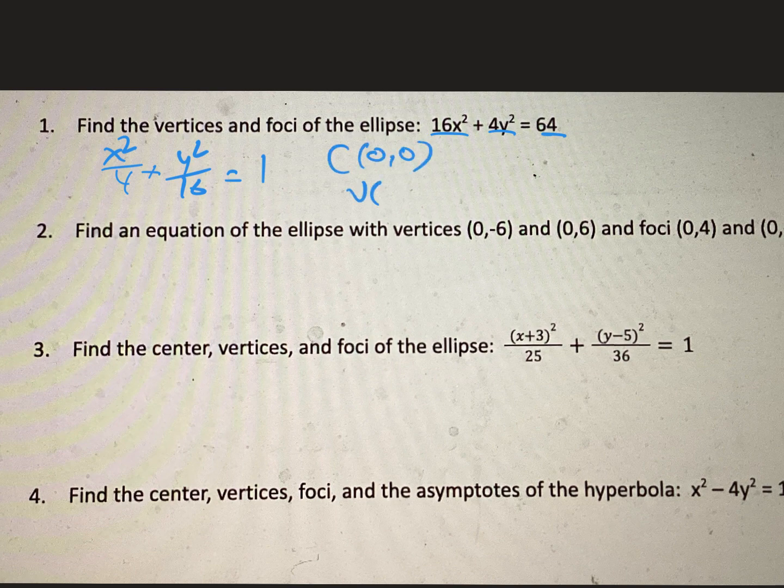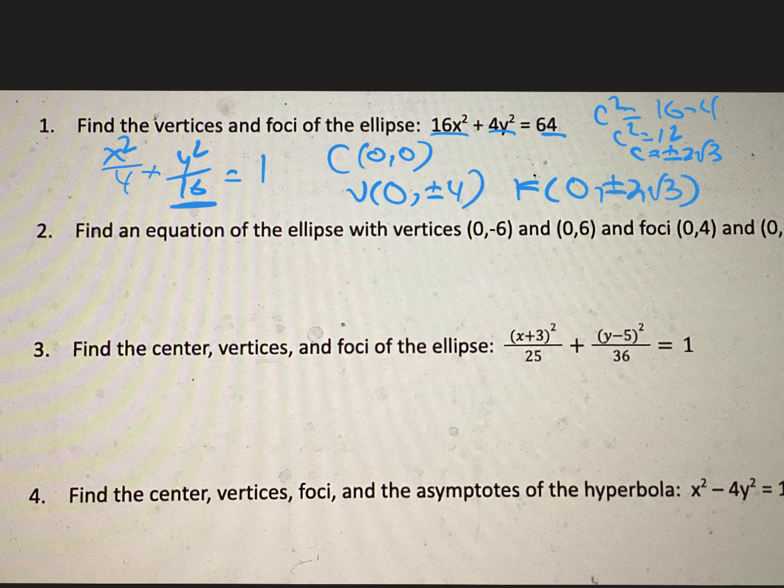The vertices are on the major axis, the ends of the major axis, which is the bigger number in this case with ellipses. So because that's 16, I would go up 4 and down 4. So my vertices are 0, plus or minus 4. To find the foci, I'm going to do a squared minus b squared, which is 16 minus 4, which gives me 12. Take the square root of 12, you get plus or minus 2 root 3. And again, the foci go on the major axis, which is the y, just like the vertices did. And that's all you've got right there.